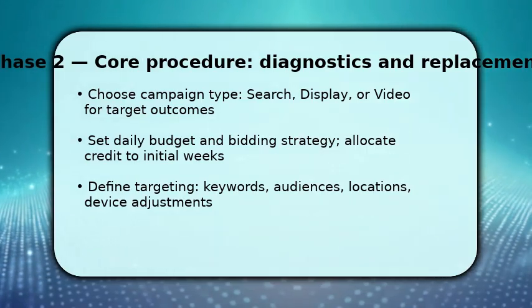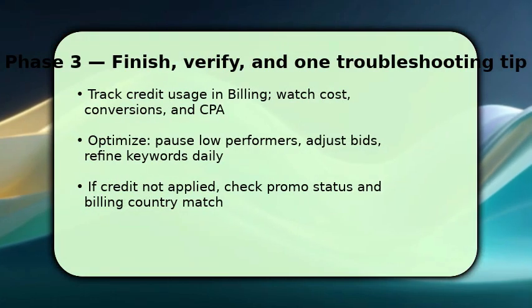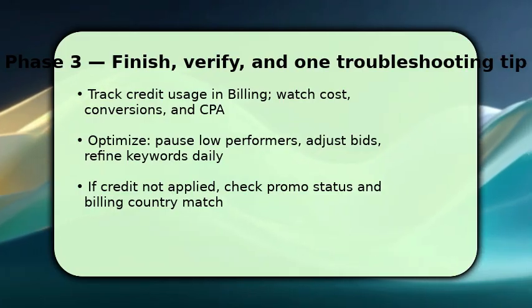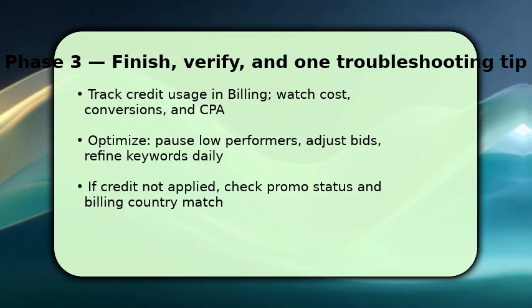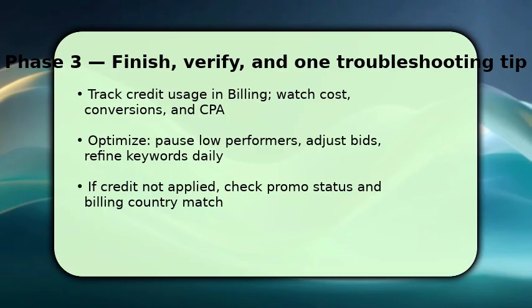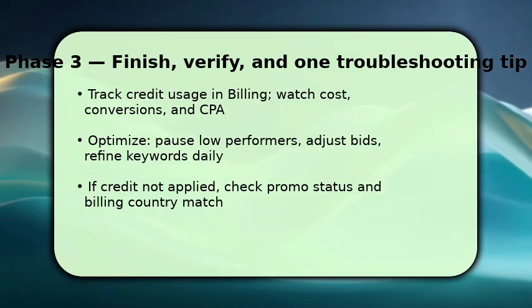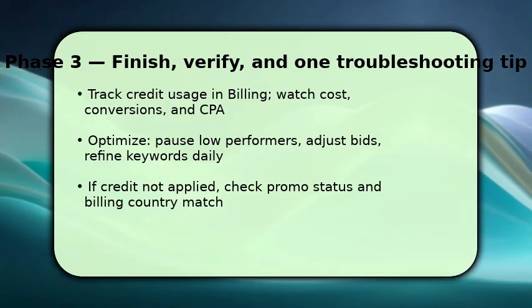delivery. You finish by monitoring credit usage and campaign performance daily. Open billing to verify credit is reducing charges as expected. Once you see early data, pause low-performing keywords, raise bids on winners, and refine audiences. Small changes compound. When the credit runs out, transition budgets smoothly so delivery doesn't drop.